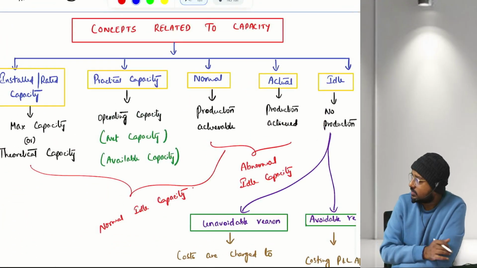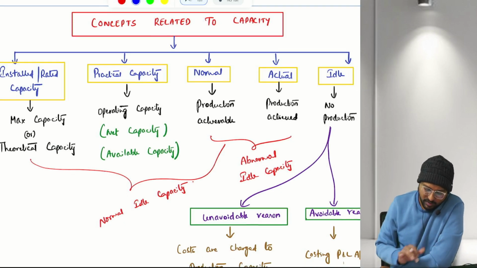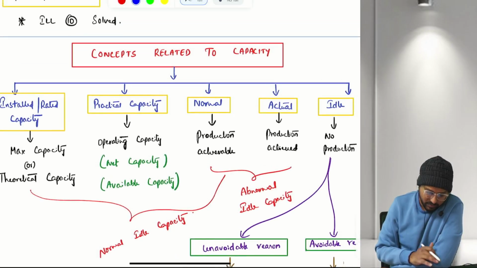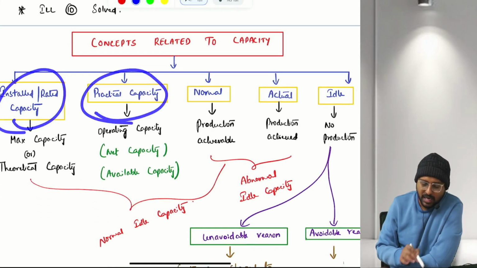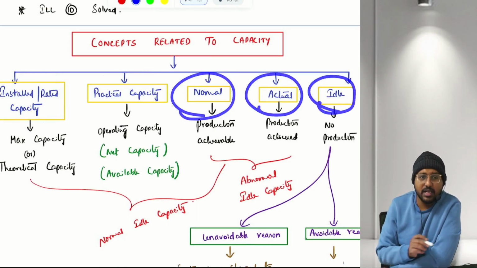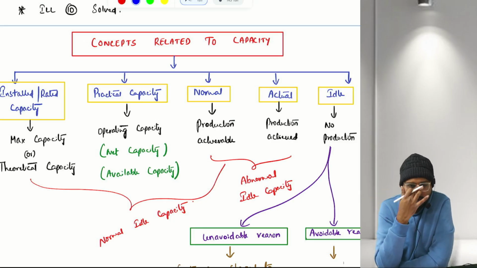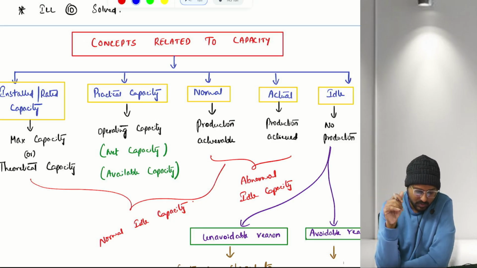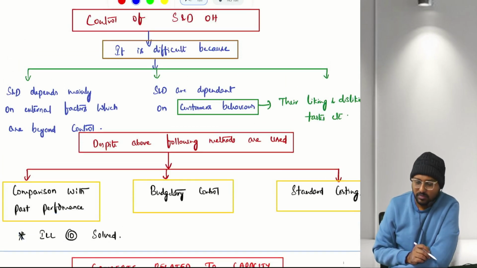Now see here. Let's revise this one more time. What is this? Concepts related to capacity. Ready? Now listen carefully. What are the different capacities we have? Installed capacity. Then we have practical capacity. Then we have normal capacity, actual capacity, and ideal capacity. Now, before I go with this, you confirm till where we have seen the concepts. I think till here only. This is where illustration 10 is solved. Right?